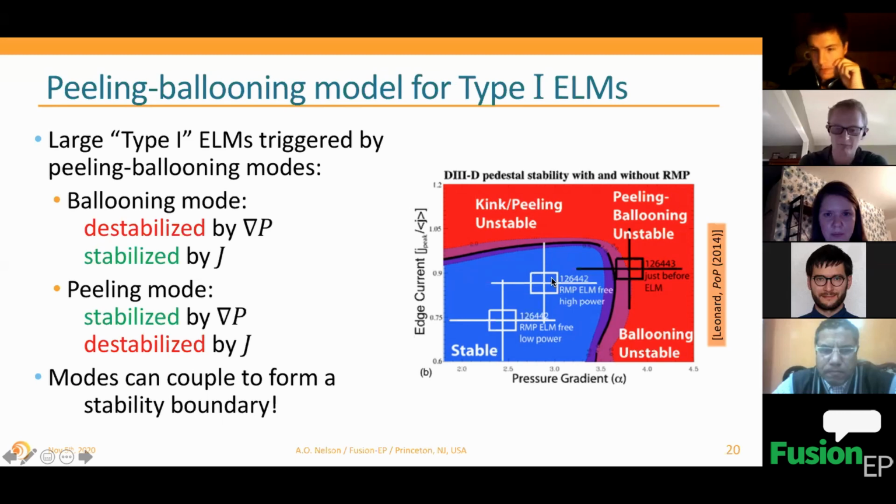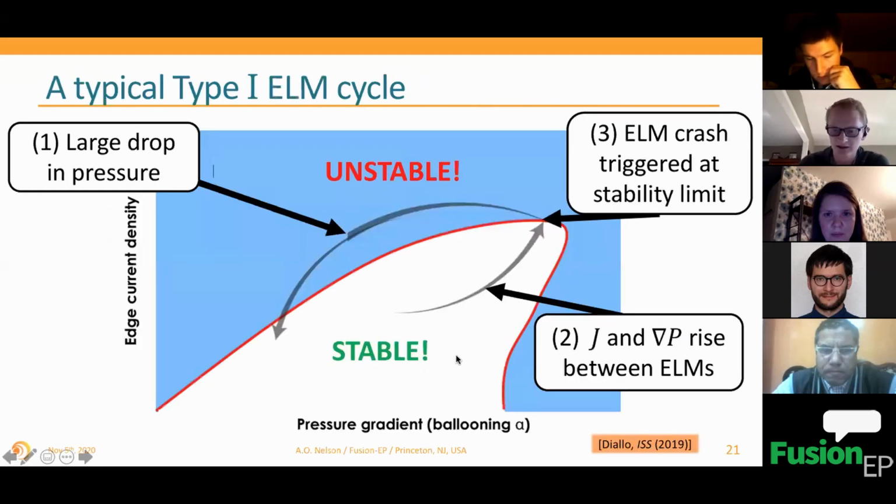They're ELM-free. And we'll talk about those later at the end of the presentation. So what does an ELM look like? Again, we have this instability boundary, right? We have a stable region and an unstable region. If our current and our pressure gradient are rising between the ELMs, eventually we're going to hit an unstable region, and that triggers an ELM crash.